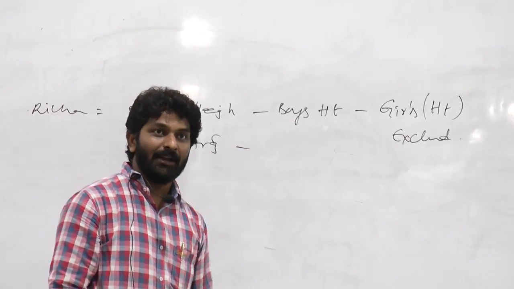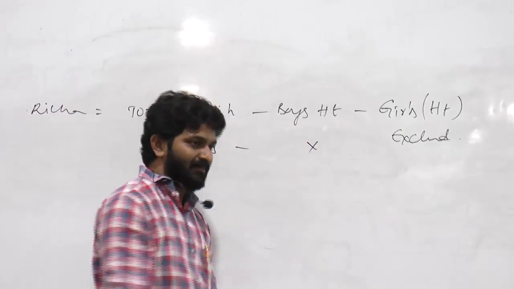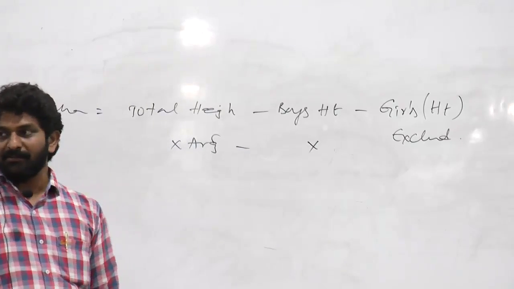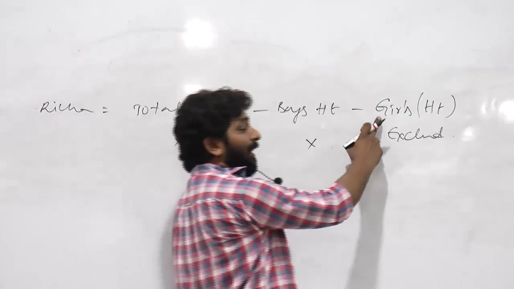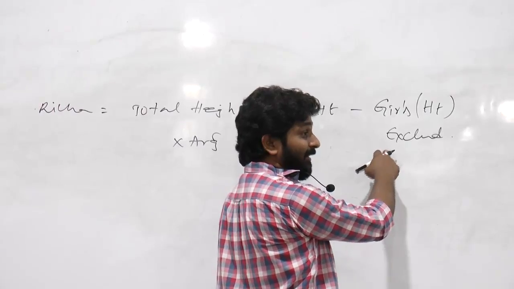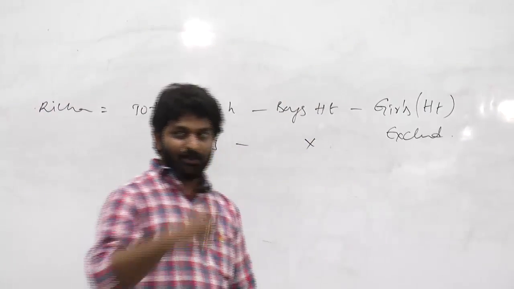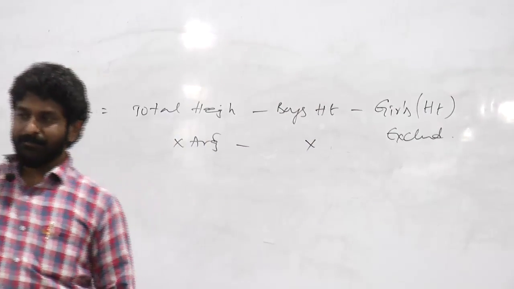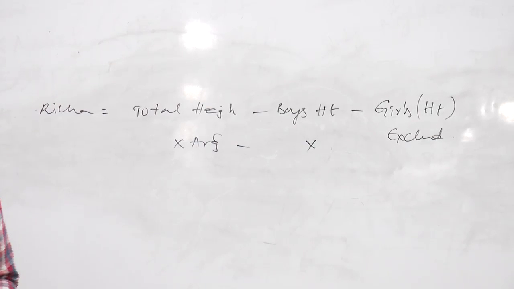So the first is also required. And again you need to subtract the girls' height except Richa, so the third one is also compulsory. So 1, 2, 3 will give you Richa's height.